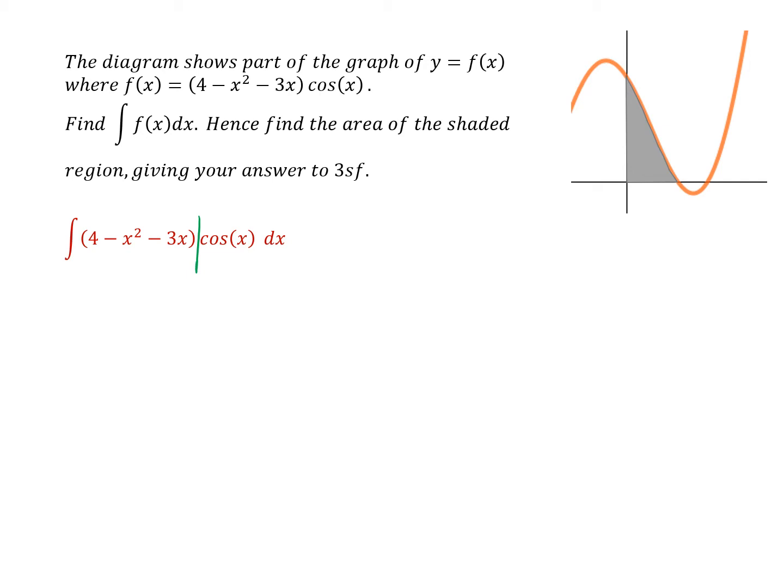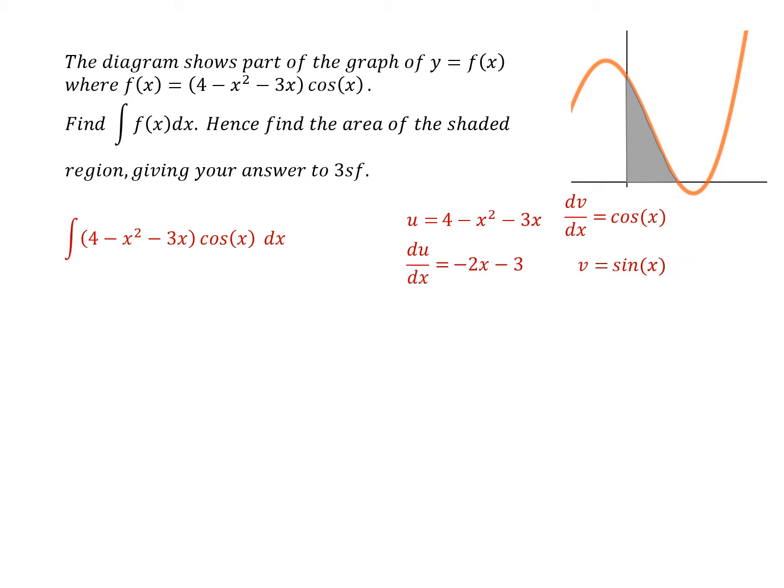So I'm going to make u, is it best to make u cos x or u the polynomial? Well, if we make u cos x, then we'll be integrating the polynomial and it's going to make life worse for us. So I'm going to choose u to be the polynomial and dv dx to be the cos x. So when I differentiate u, I get minus 2x minus 3, and integrating dv dx gives me sine x. So v is going to be sine x.